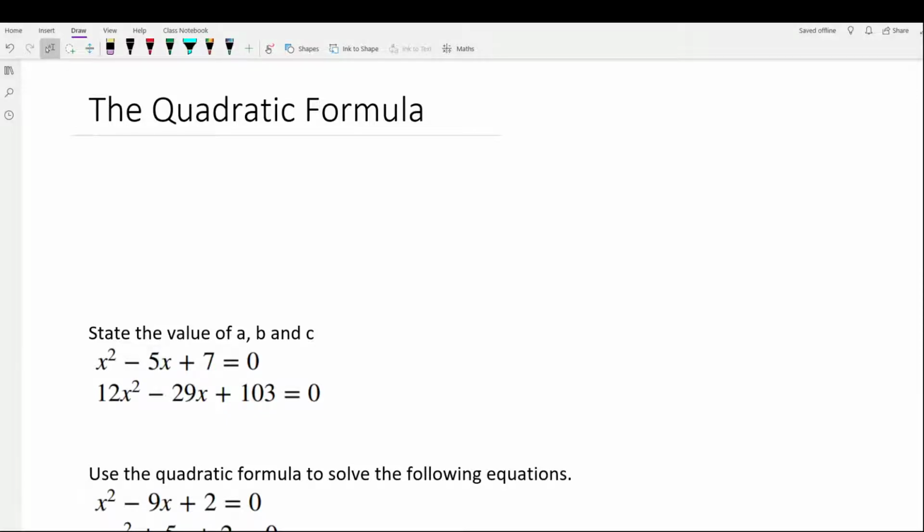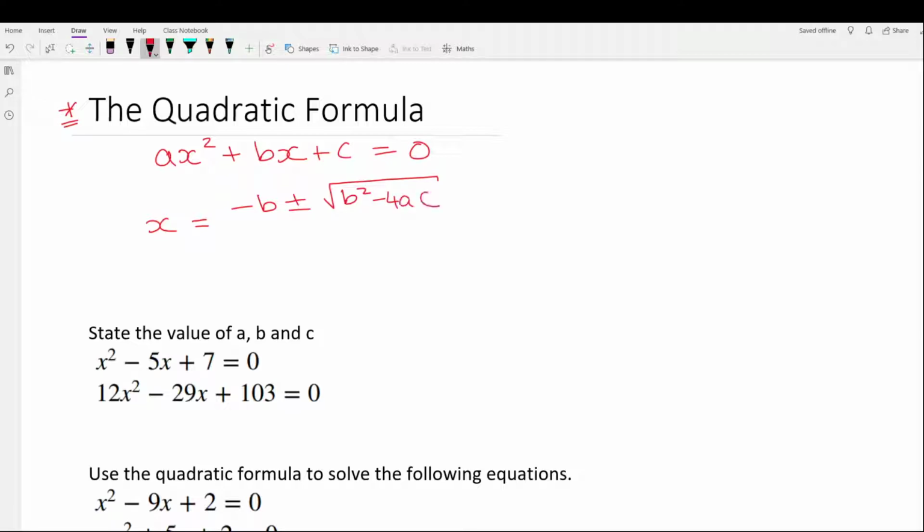Hi everyone, in this video we are going to learn about the quadratic formula. The quadratic formula is used to solve quadratic equations in the form ax squared plus bx plus c is equal to 0. The formula is x is equal to minus b plus or minus the square root of b squared minus 4ac, over 2a.